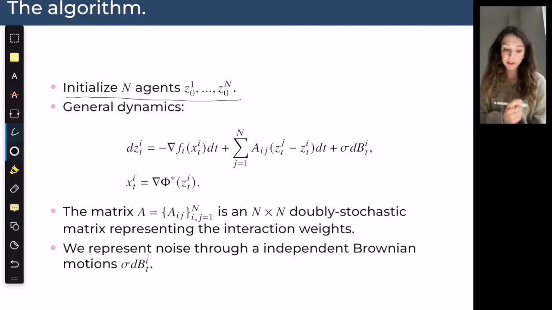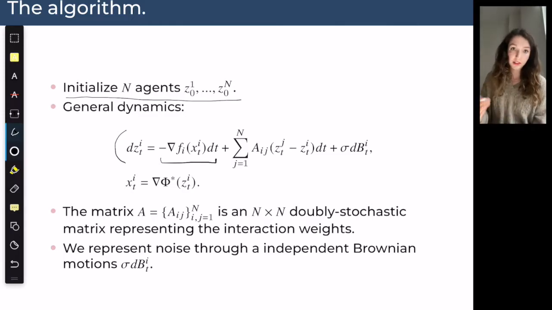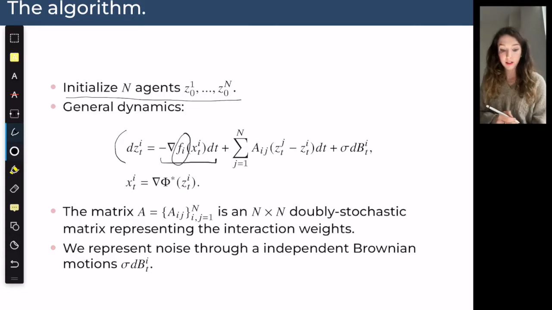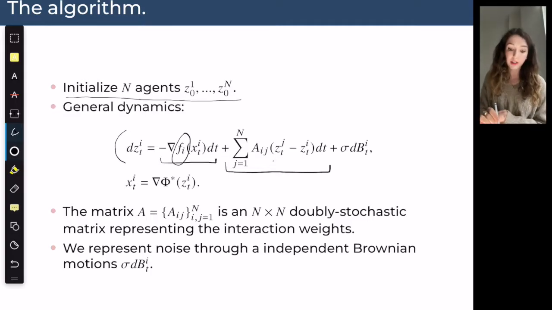And then the general dynamics are as follows. Each of our Zti's, so each of our particles, agents, nodes in our system, whatever you want to call them, has the following dynamics. As usual, it has our gradient step. And in this particular case, because we're in this distributed setup, we assume that each of the Zi's has access to its individual Fi. And then we have this communication part, which is the thing that I mentioned in the beginning. Agents communicate with each other by exchanging their particle values, their parameter values.